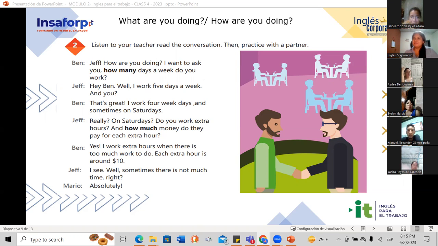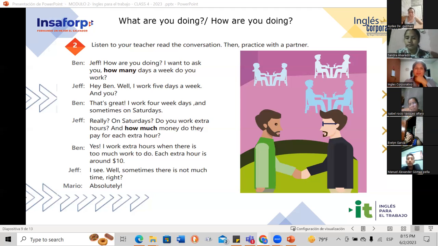Ok, very good. Someone else who wants to participate? Last volunteers? Los últimos? Ok, Aide and Evelyn. Aide, you will be Ben, and Evelyn will be Jeff.